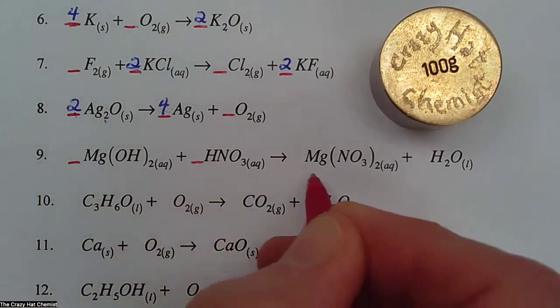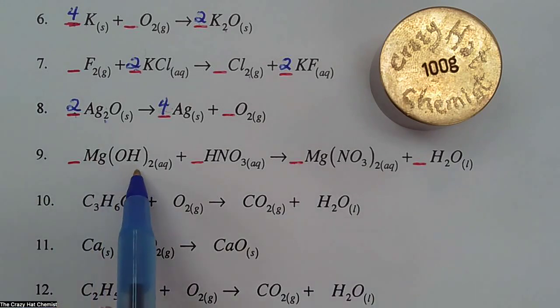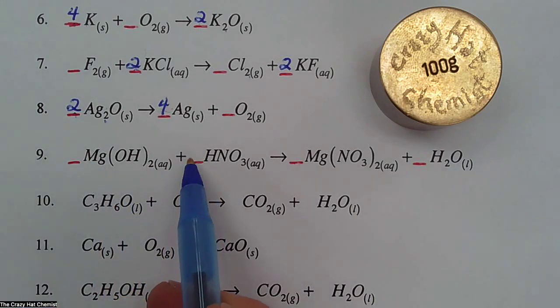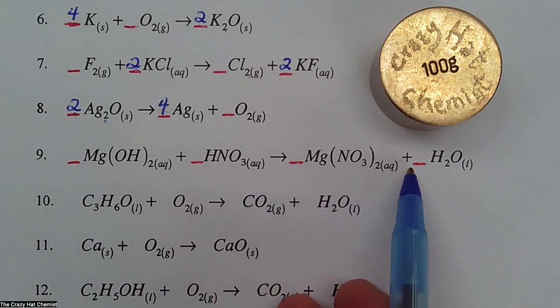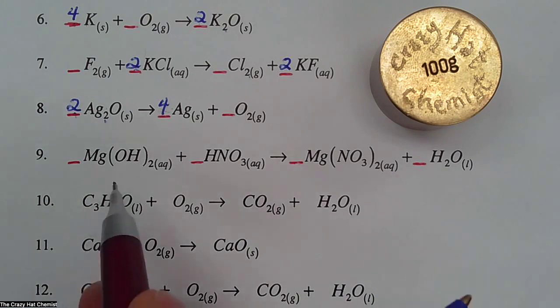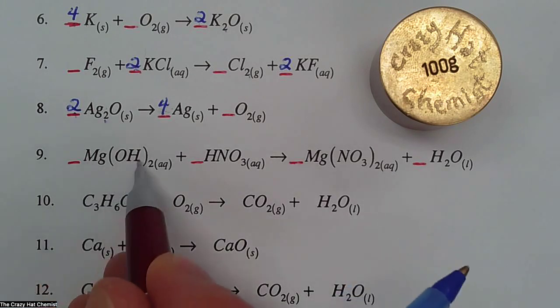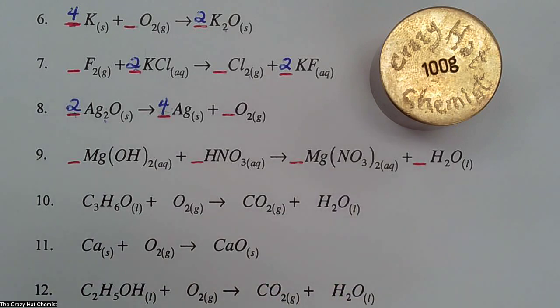This is a double displacement reaction whereby magnesium hydroxide reacts with nitric acid to produce magnesium nitrate and water. Okay, this is a common base plus acid gives me a salt and water. Characteristic reaction of a neutralization reaction, actually.